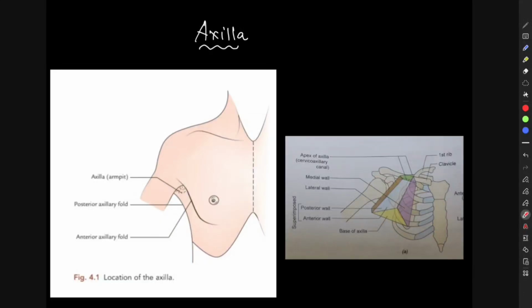Welcome back. In the previous video, we have completed the pectoral region of our upper limb. Moving on in the upper limb, today we'll be dealing with the axilla region.